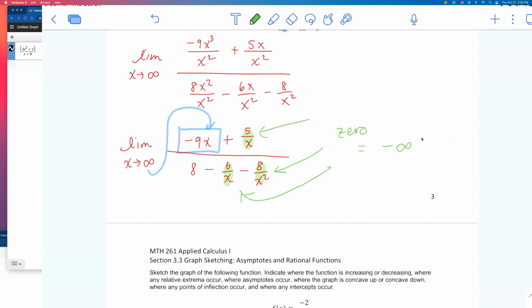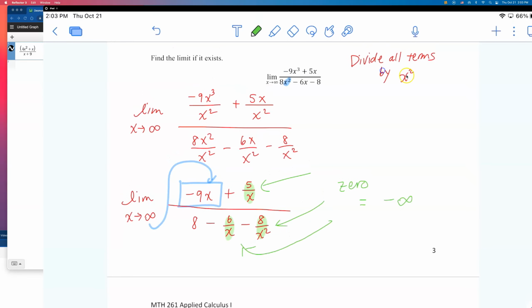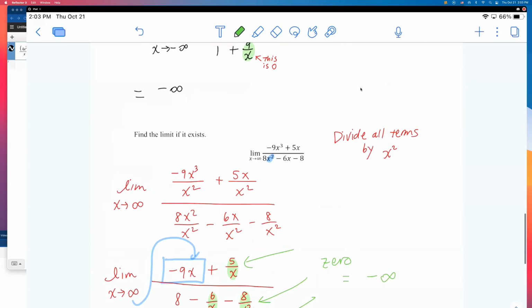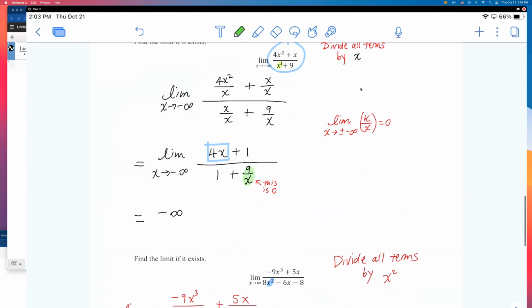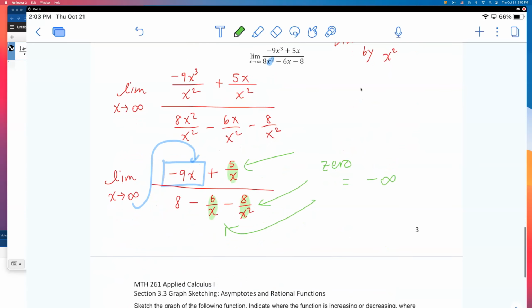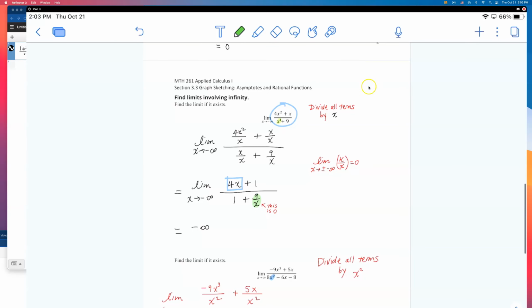And I guess that kind of happens when the numerator is bigger. We say the horizontal asymptote does not exist because the graph just goes up to positive infinity. But these two cases that we looked at, both of them are going down to negative infinity. So that's how you would do limits involving infinity.